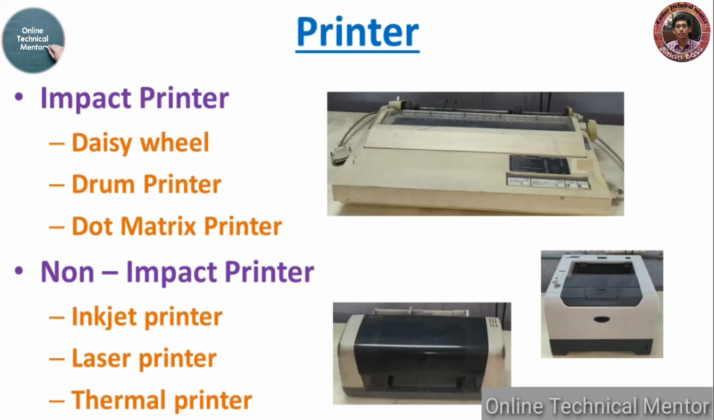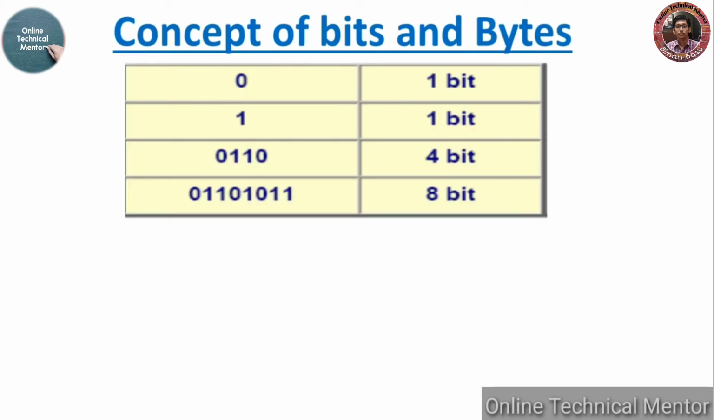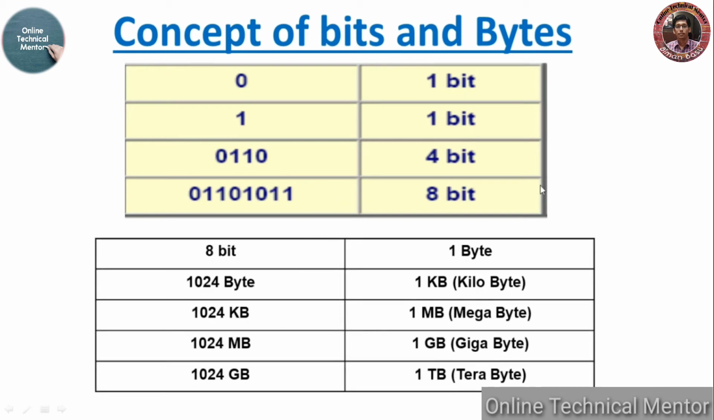Now I am going to give you a concept of bits and bytes. A digital computer works with 0 and 1 only. So 0 and 1 are called bits of a computer. When you combine 4 bits side by side, it's called a nibble. And the combination of 8 bits is called a byte. Look at the chart below. So a combination of 8 bits is called 1 byte.